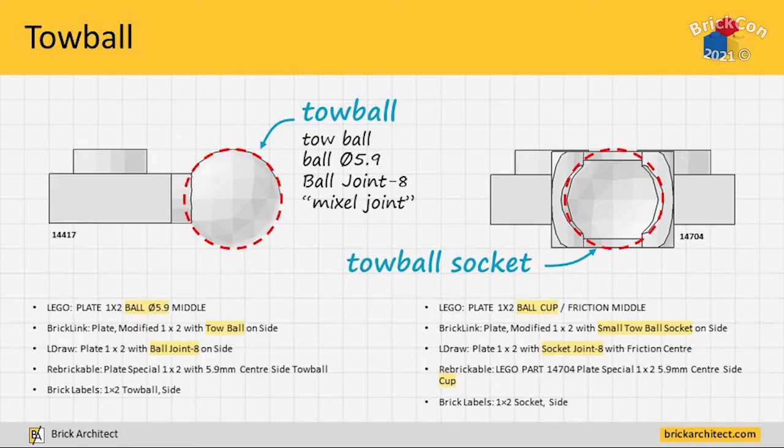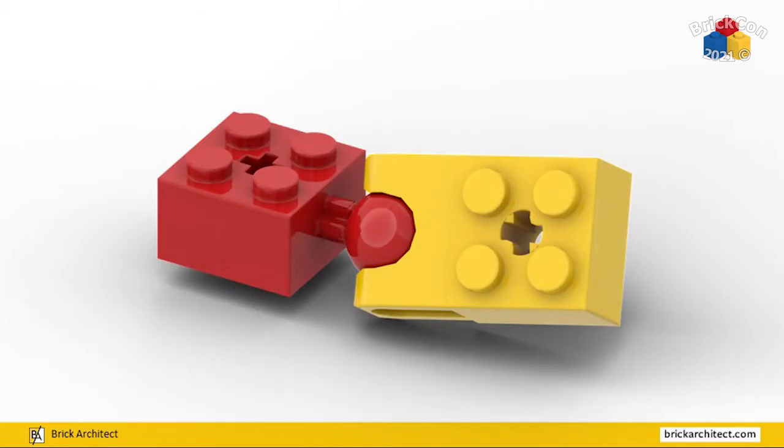And then this one has a whole pile of names. Toe ball, ball diameter 5.9, ball joint 8, which I really don't know where that came from. Mixel joint, and then you've got the ball and the socket. But this is a fun connection. I mean, a lot of fun to build with the posability there. And then what's this one called?